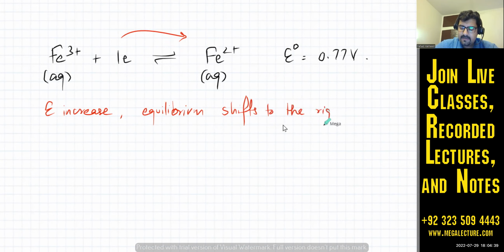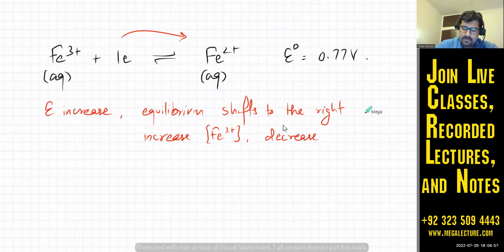I can either increase the concentration of Fe3+, or I can decrease the concentration of Fe2+. In both cases, the equilibrium would shift to the right. Okay? And vice versa, do the opposite if I want to do the opposite. So the new potential would be higher if I do that.